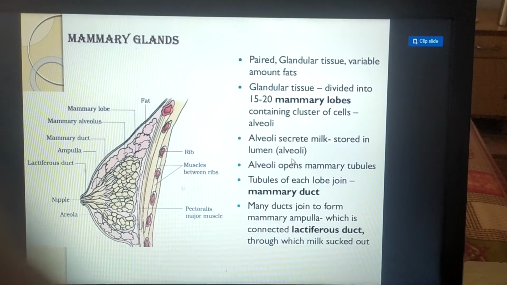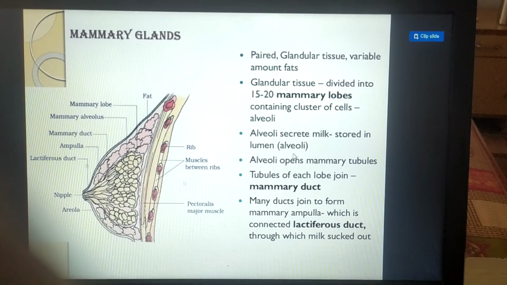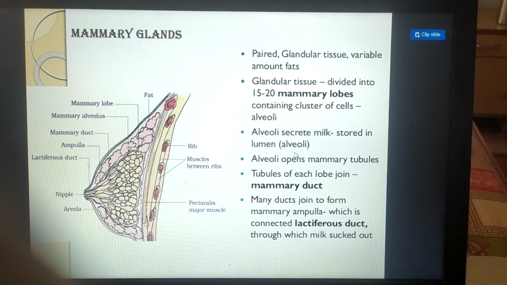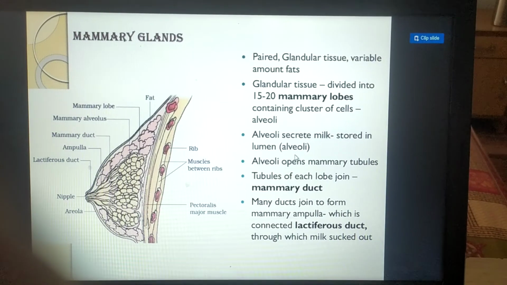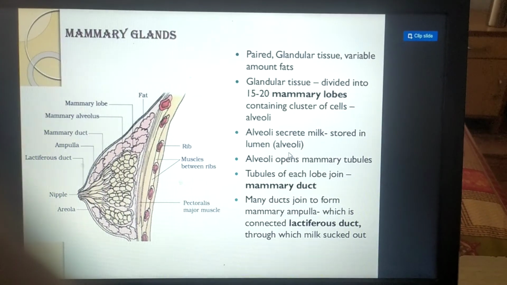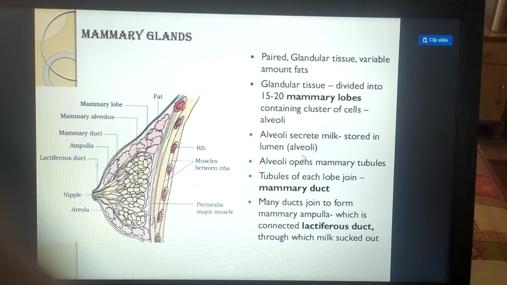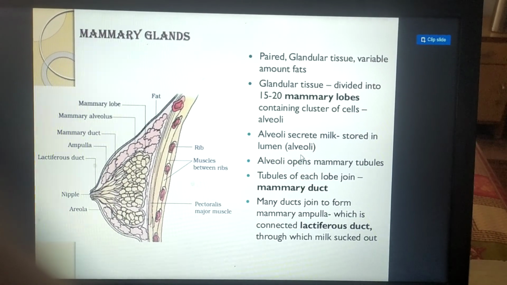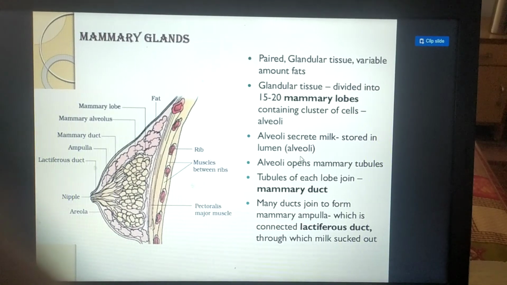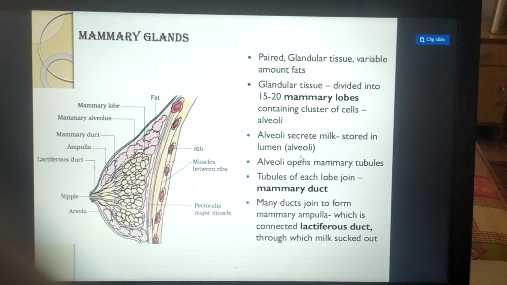So this completes your female reproductive system. I hope, students, you are clear about all this. So please go through all this topic and also the diagrams, and just focus on the diagram labeling parts. And if you have any doubt, please mention it in the comment section.